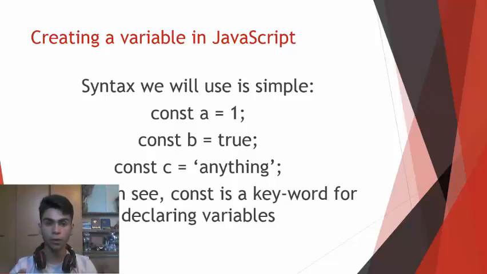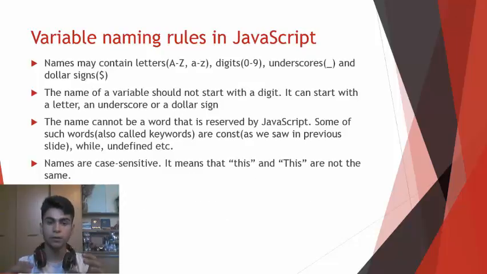Eventually, there are some rules for naming variables. First, it must not contain anything except letters, digits, underscores, and dollar signs. Second, it must not begin with a digit. Though it can begin with a letter, underscore, or dollar sign, it cannot begin with a digit.